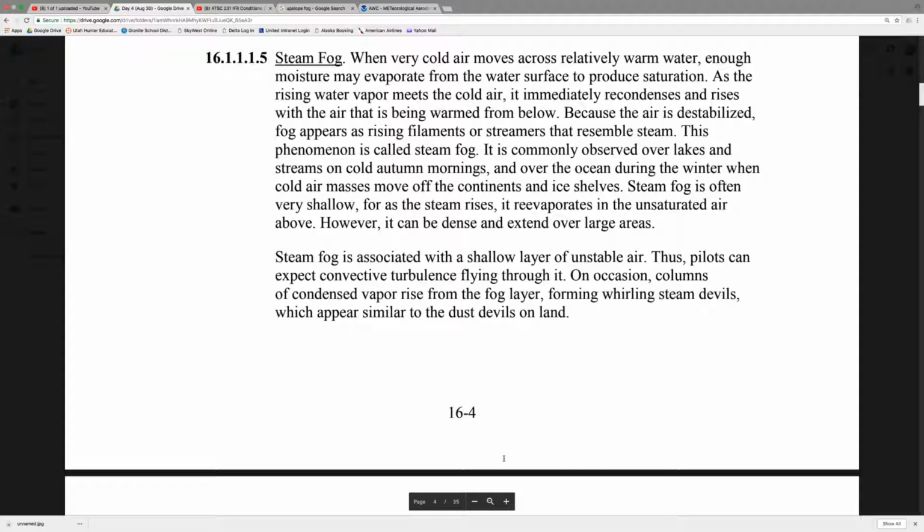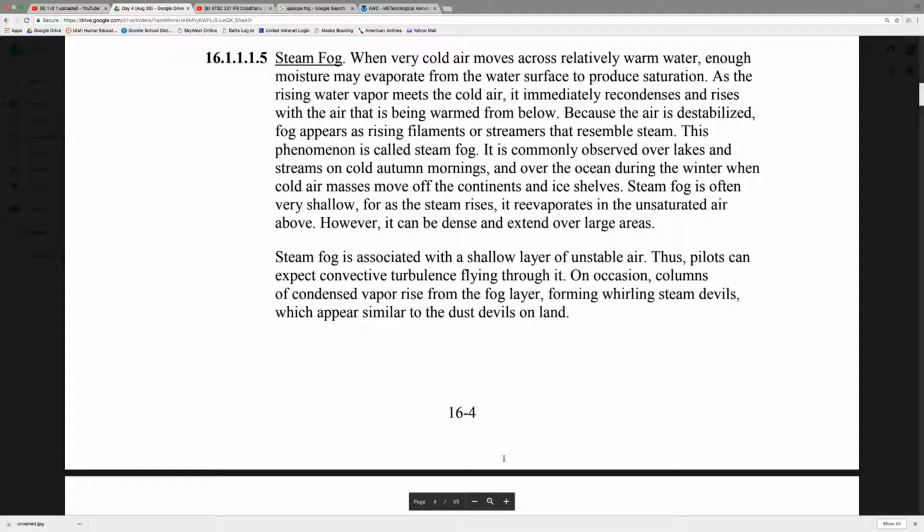Then ice fog, like it said in the video, you have to have super cold temperatures, and it sucks. Like ice fog is just bad juju for aviation, but it also sucks when you're just walking outside because you get ice crystals in your nose and stuff.